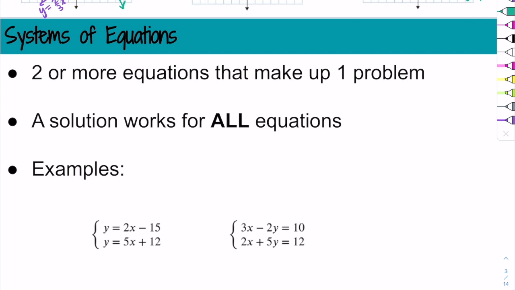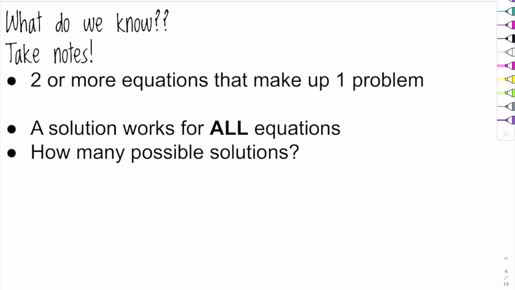So you can see 2 examples of a system of equations. The brace we often see is just letting us know that those 2 equations together make up the problem. So a few things to write down. You can write in your notes, this is for system of equations: 2 or more equations that make up one problem. The solution works for all equations.